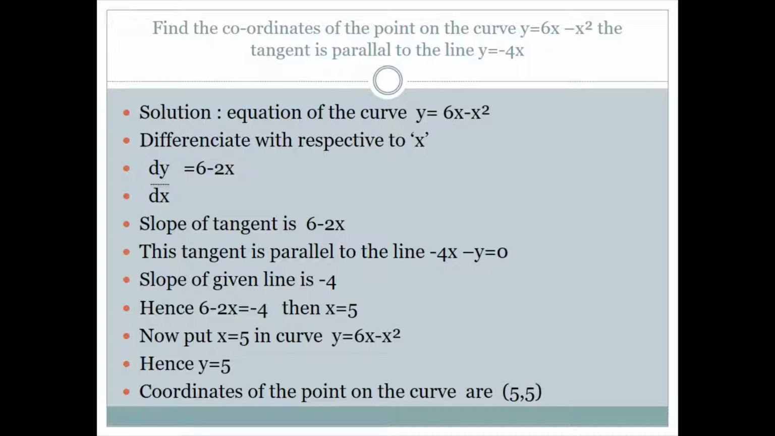Here we are given the condition that the tangent is parallel to the line, and the slope of the tangent, which is equal to 6 minus 2x, and the slope of the line, minus 4, are equal since they are parallel. 6 minus 2x is equal to minus 4, then x equal to 5. Now put x equal to 5 in the given curve, y is equal to 5. Therefore the coordinates of the point on the curve are 5 comma 5.